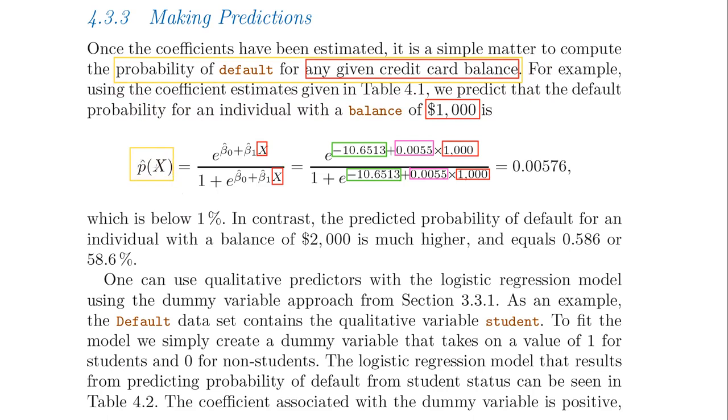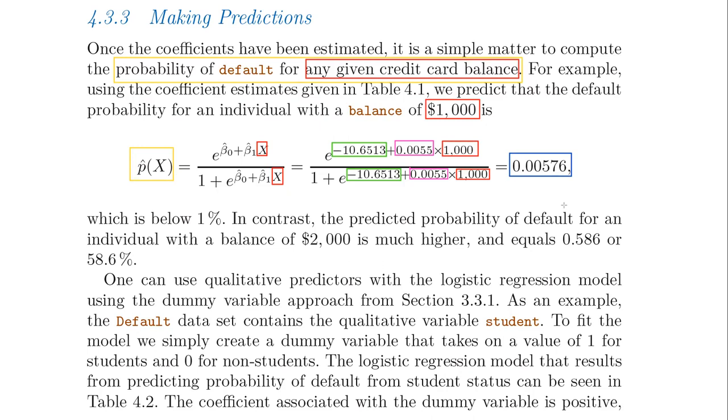We'll probably speak of confidence intervals at some point. P hat, excuse me, of X. For example, using the coefficient estimates given in table 4.1, we predict that the default probability for an individual with a balance of $1,000 is, and we'll take the book's word on it, 0.00576, which is below 1%.